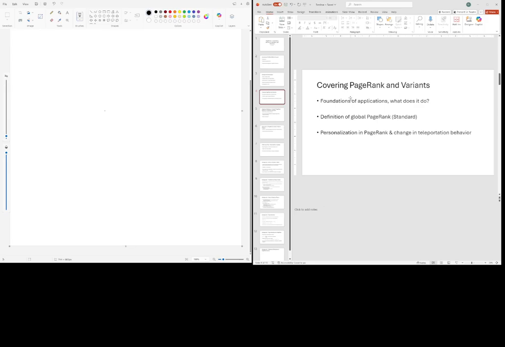In PageRank and its variants, we'll be going over applications. What is it used for, basically? We'll define the standard, also global PageRank. We'll go over personalization of PageRank and how that can be changes in teleportation behavior.